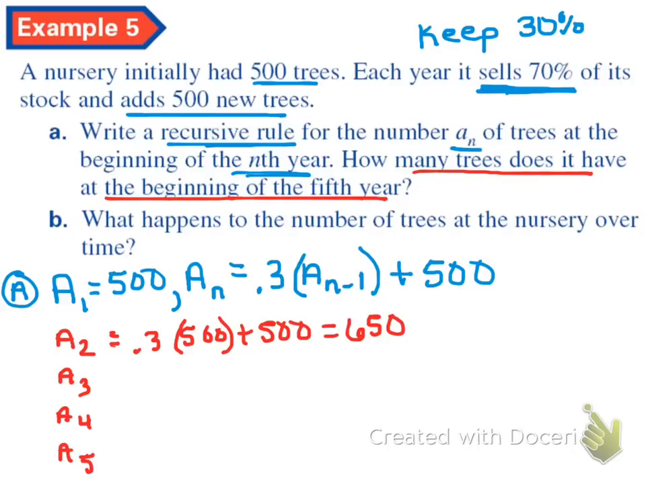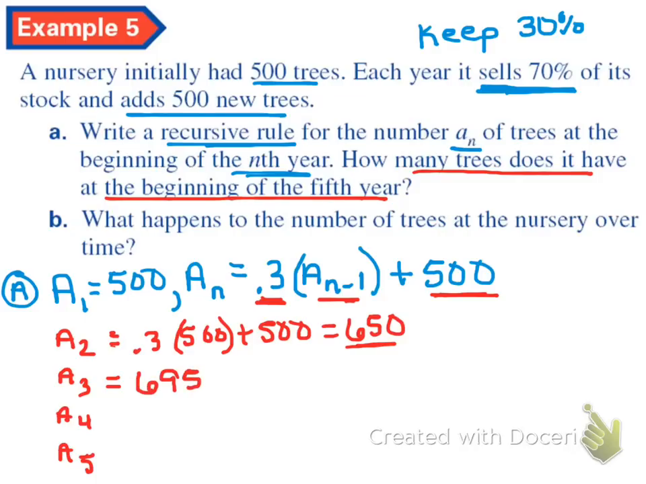If you leave that 650 on your calculator, then all you have to do is take that answer, multiply it times the 0.3, and add 500, because the answer on your calculator is always your previous answer. So take the 650 that's already on your calculator, multiply it times 0.3, add 500, and you should find at the beginning of the 3rd year you have 695 trees.